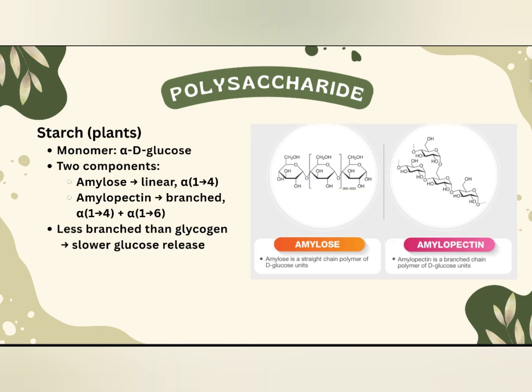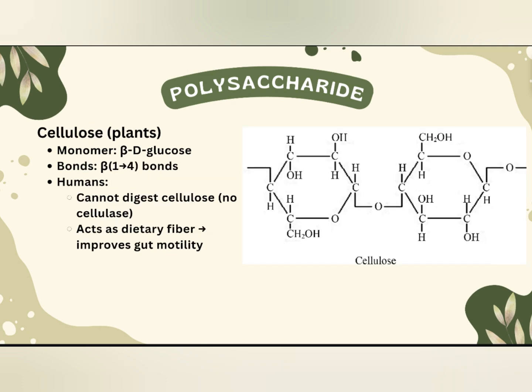The storage molecule in plants is called starch, which usually consists of two components, amylose and amylopectin, and is less branched than glycogen. However, the monomer is still the same as that of glycogen.